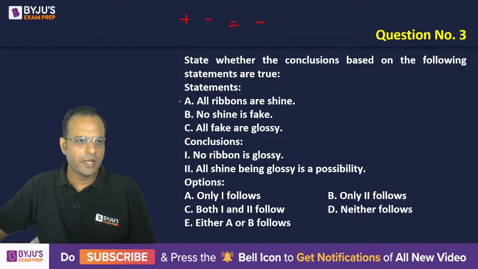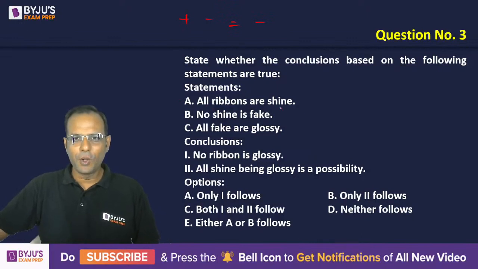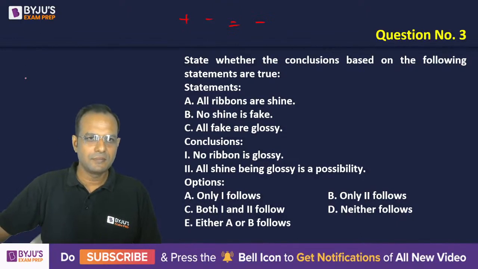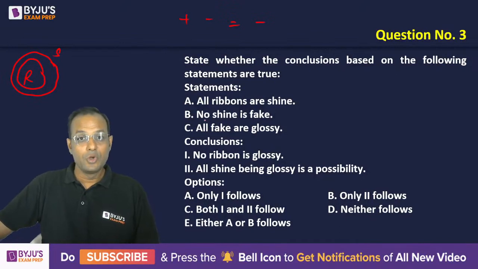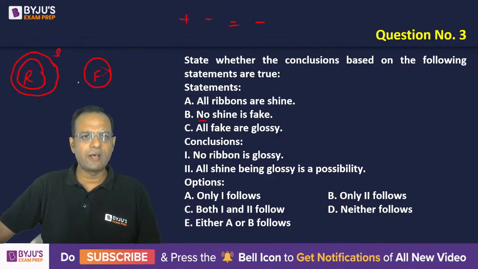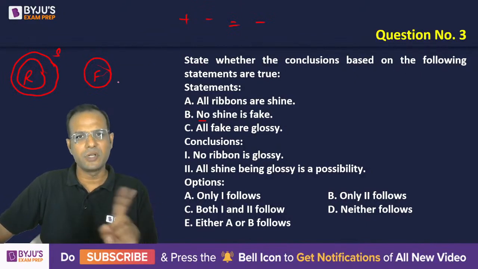What is the first statement, guys? Time's up. All ribbons are shine. Let's say this ribbon. All ribbons are shine. No shine is fake. Now, the moment the word no comes, negative. So no shine is fake. So we have to draw it like this. We cannot have this circle being drawn within this circle because no aa gaya. Disjoint sets.